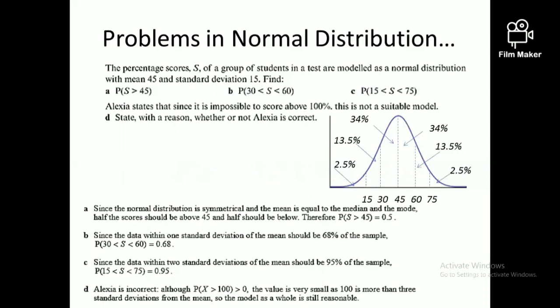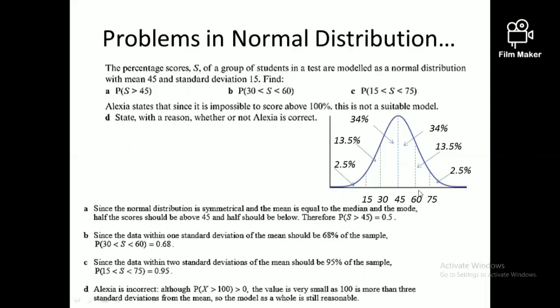Right. Now this question: the percentage scores S of a group of students in a test are modeled as a normal distribution. The mean is 45 and the standard deviation is 15. So the mean is 45 over here. Then one standard deviation is 45 plus 15, 60. One standard deviation on the negative side is 45 minus 15, which is 30. So this portion is 34 and this portion is 34. So you can get this answer from that.